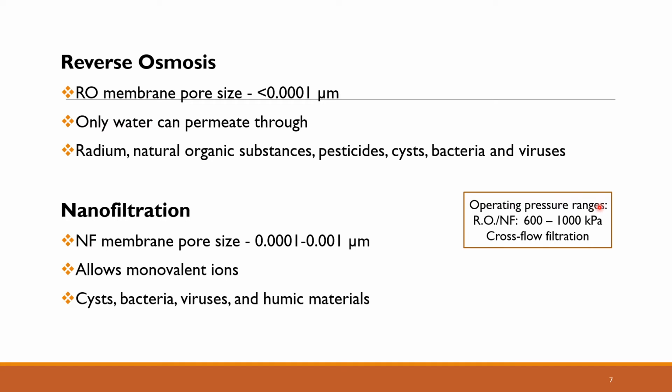So the operating pressure ranges for reverse osmosis and nanofiltration are high, and they range between 6000 to 1000 kilopascal. And the mode of filtration which is employed is cross-flow filtration, wherein the fluid or the wastewater, the feed, flows tangentially or along the direction of the membrane.